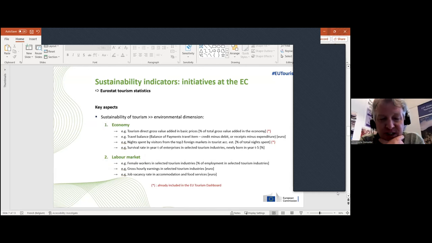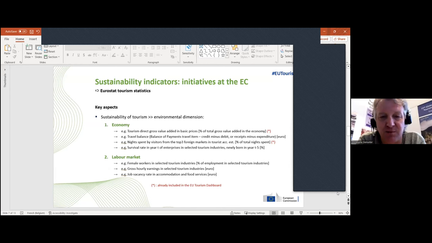One important thing, and it was also mentioned at the beginning of the webinar, is that in this context our indicator of sustainability is much wider than only the environmental dimension. We distinguish five dimensions: economy, labor markets, and I will come to that. For economy, you easily go to the typical indicators of tourism GDP or growth of tourism GDP compared to other sectors.